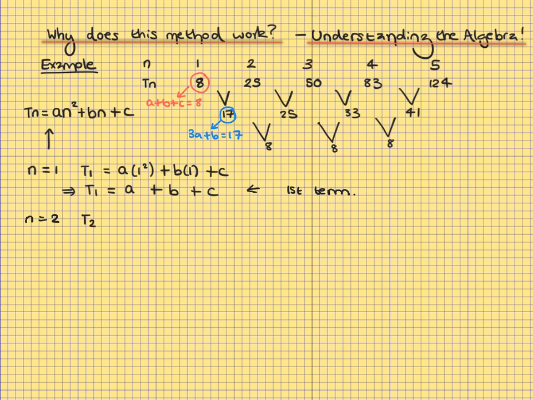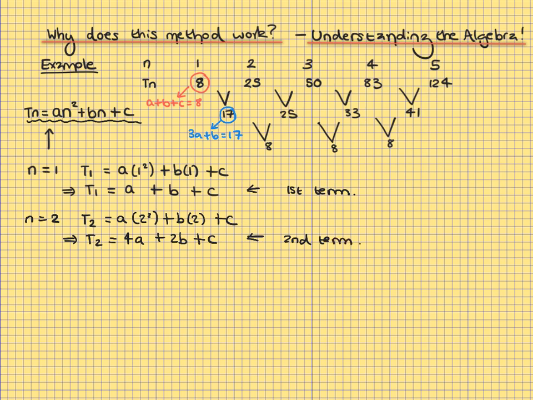So this would be t2, and what I'm going to do is take this formula here and replace n by 2. So that is a multiplied by 2 squared plus b multiplied by 2 plus c, which tells me that t2 is equal to 4a plus 2b plus c, and that is a result that represents the second term.